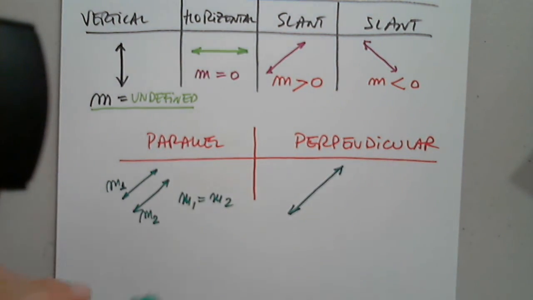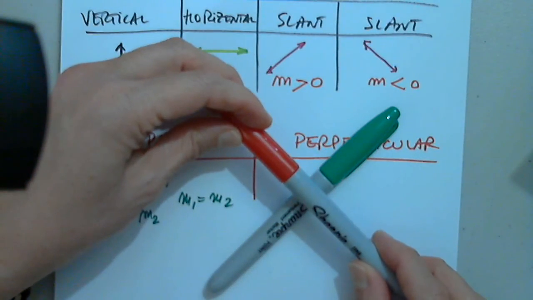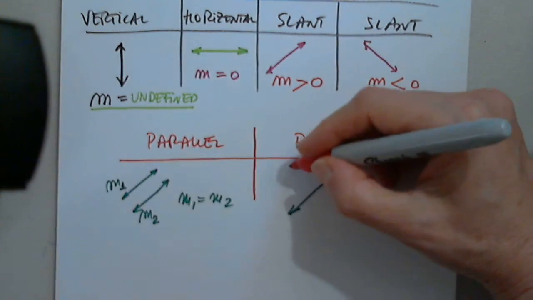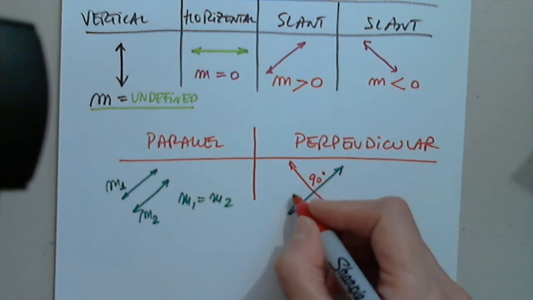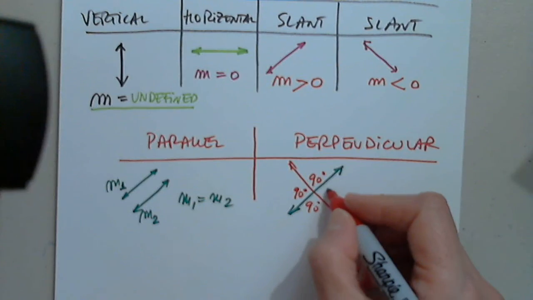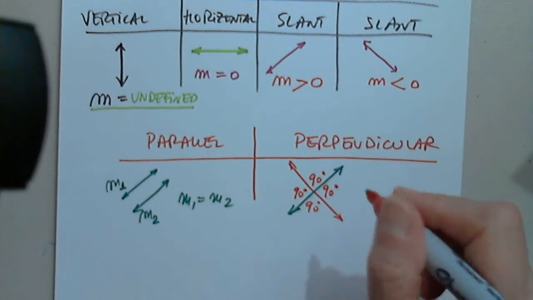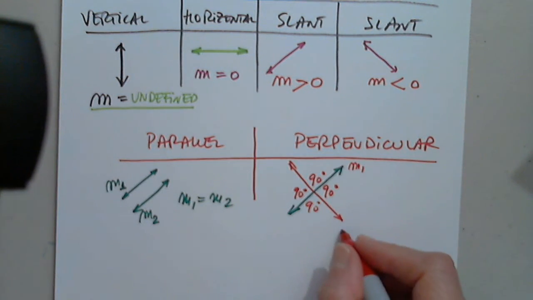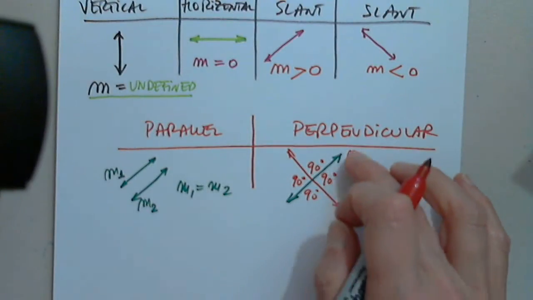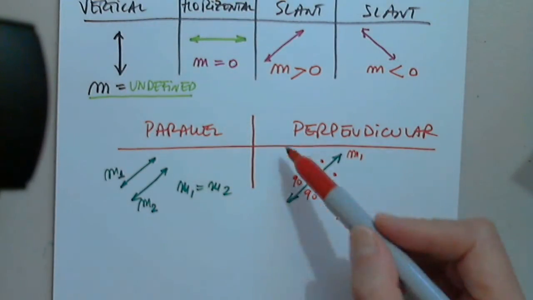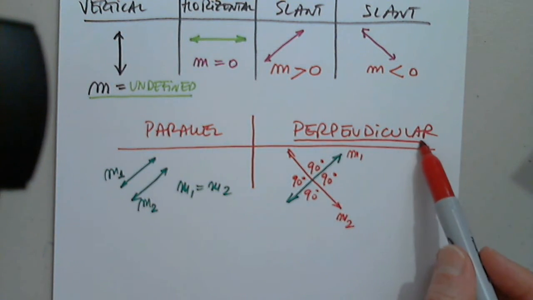Perpendicular. This is one line. And here's the other. Which means there are 4 90-degree angles here. I'm going to say that this line has a slope m1 and this one has slope m sub 2. What is the relationship between the two slopes if the lines create 4 90-degree angles, in other words, are perpendicular to each other?